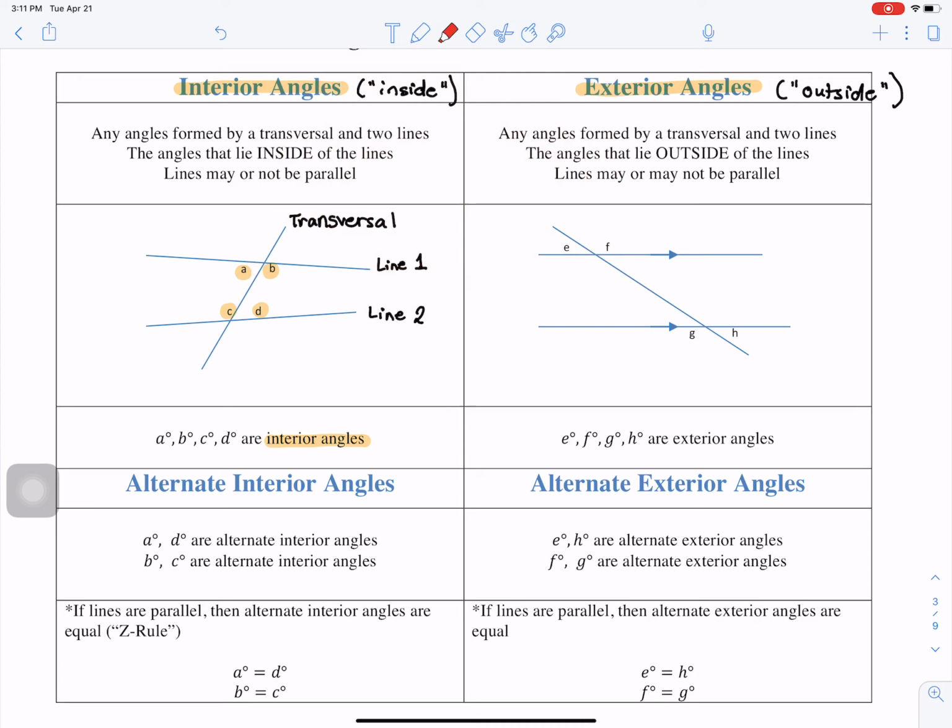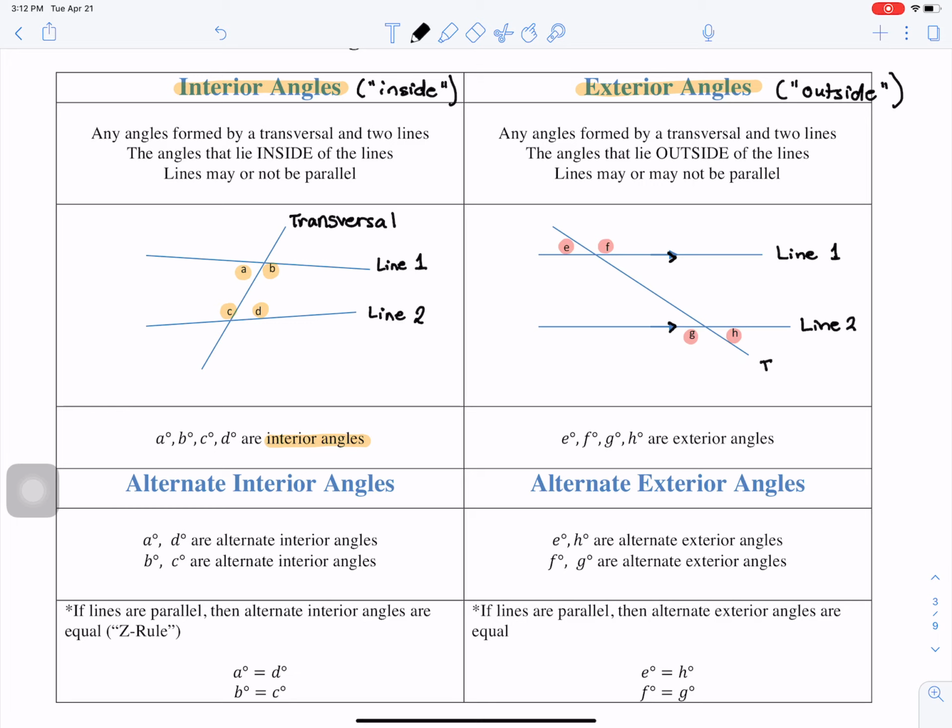So those are called our interior angles. And then on the diagram to the right, I label E and F, which lie on top of line 1, and G and H, which lie on the bottom of line 2. Now another difference in the 2 diagrams is that on the left, for interior angles, line 1 and line 2 are not parallel to one another. On the right, I make them parallel, and I show that with a little arrow on line 1 and the same arrow on line 2. That tells me that those lines are parallel.